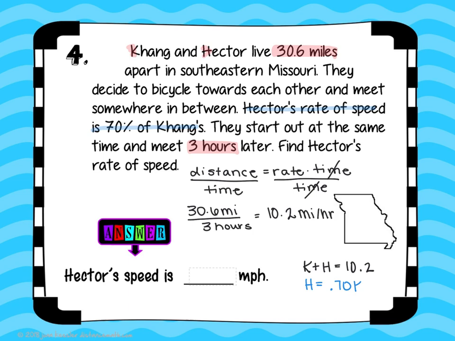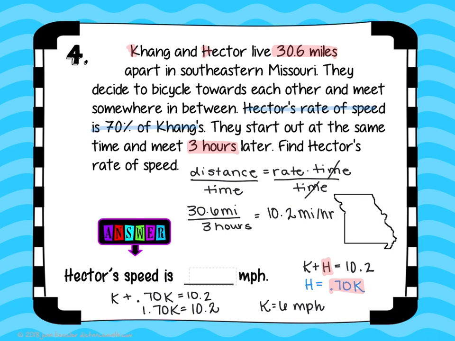When you look at this, since our variables aren't lining up perfectly, we wouldn't want to type it into Desmos. So I'm actually just going to take this and plug it in for H here and then solve. So I would write K plus 0.7K equals 10.2. Combine like terms, 1.7K equals 10.2, and then divide. And we figure out that Kang's rate is 6 miles per hour.